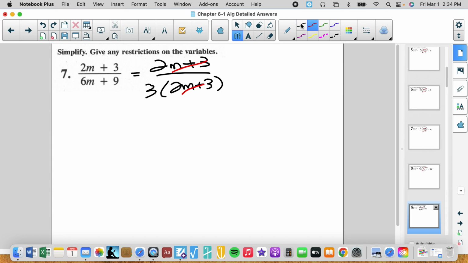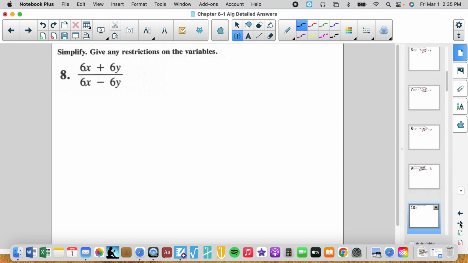And this is a tricky one, so you get 1 over 3. A lot of students will just say 3. They'll throw it up in the numerator. That's not the case. It stays in the denominator. The 3 is in the denominator. It needs to stay in the denominator. And when you cancel, you're canceling a value of 1. So 2m plus 3 over 2m plus 3 equals 1. That's why you can cancel them.